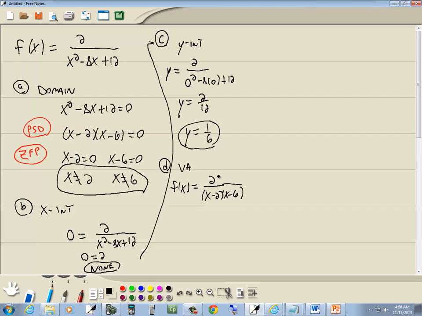Now our next step for finding a vertical asymptote is cancel. There's nothing to cancel. The third step is to set your denominator equal to 0 and solve it. So we'll set x minus 2 times x minus 6 equal to 0, and we already solved it over here. So we know we get x equals 2 and x equals 6. Those are our vertical asymptotes. The reason why the graph doesn't exist there from part A is because there are vertical asymptotes there.